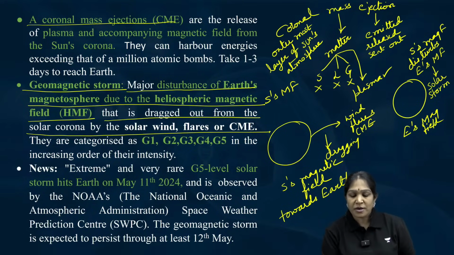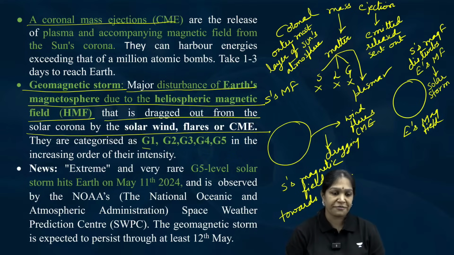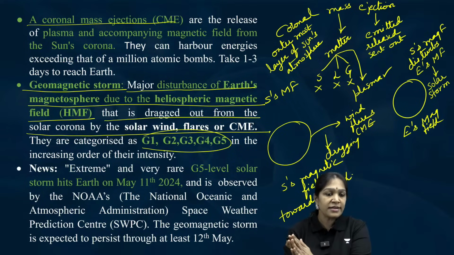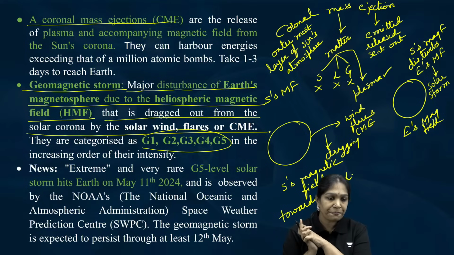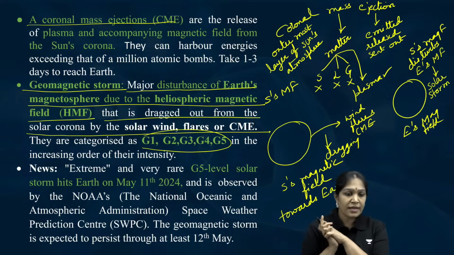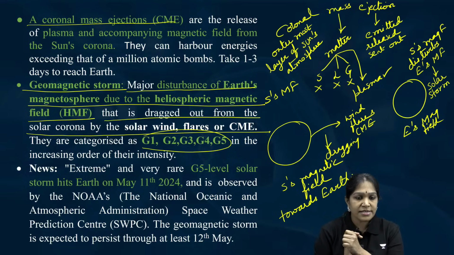And geomagnetic storm is categorized from G1 to G5. Tell me, what is the highest intensity geomagnetic storm?